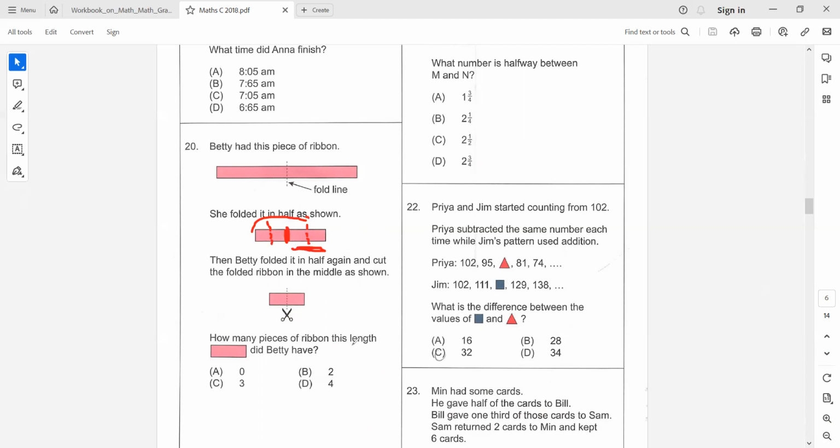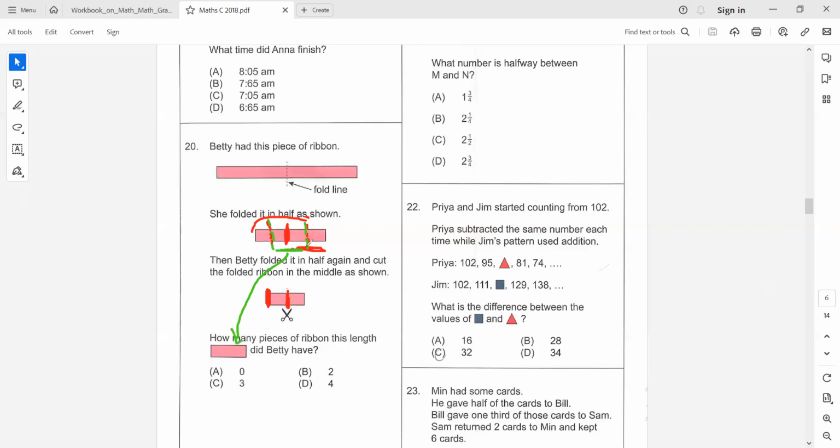Yes. How many pieces of ribbon this length did Betty have? Then you cut, because you fold it here, but you are not cutting this edge. This edge, you are not cutting. You're cutting only the middle, no? When you cut the middle, I draw the cutting line at a different angle because on the paper you have to mark it in pencil. When you cut it here, this one will be cut here. You will have this length. That's what they're asking, right?